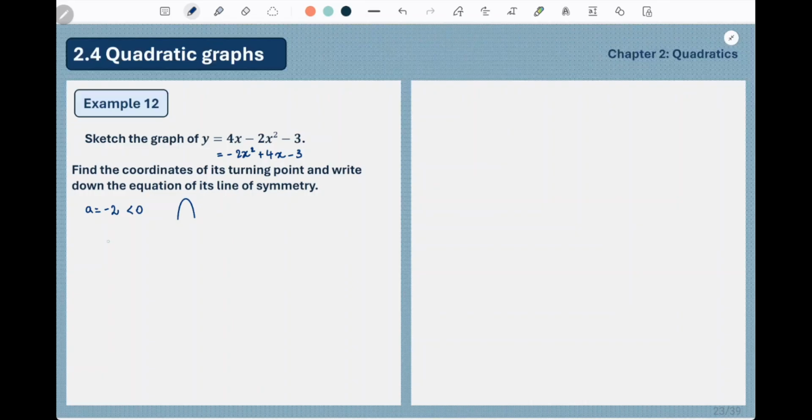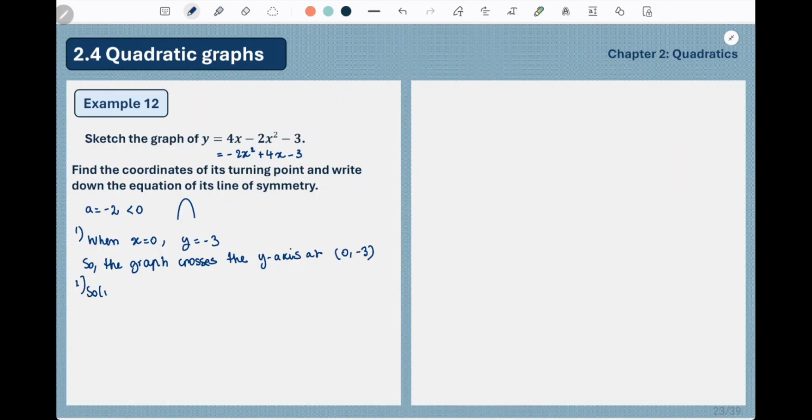And then we have to find where it crosses the y-axis. So we solve for x equals 0. So when x is equal to 0, y is minus 3. Okay, so the graph crosses the y-axis at 0, minus 3.